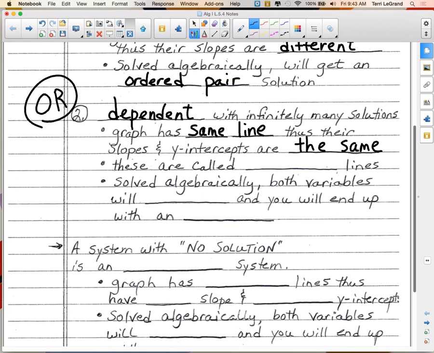There's a name for those lines when you graph them. When you have two lines, or three lines, or however many, that have the same slope and the same y-intercept, we call those coincident. You need to know this, especially for geometry next year. We call those coincident lines.